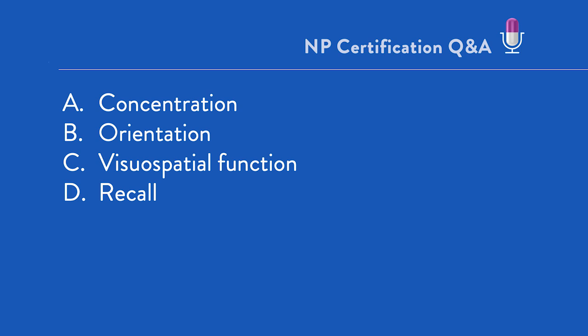So when you perform a mental status exam, and more importantly, when you interpret the results, you are expected to understand the significance of the patient's performance and which cognitive function or domain you are evaluating. So when you ask the patient to count backwards, beginning with 100 and subtracting 7, what are you evaluating? Concentration, orientation, visuospatial function, or recall? Very straightforward assessment question, just ensuring that you understand the distinct elements of the mental status exam. And the answer is concentration. A is the correct answer.